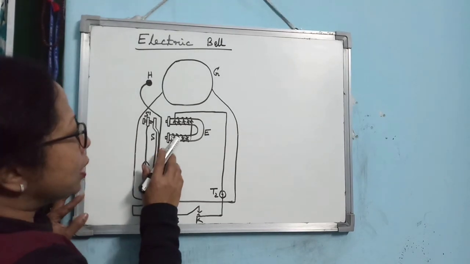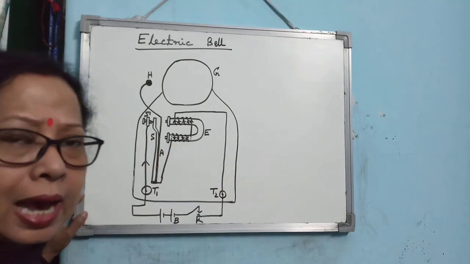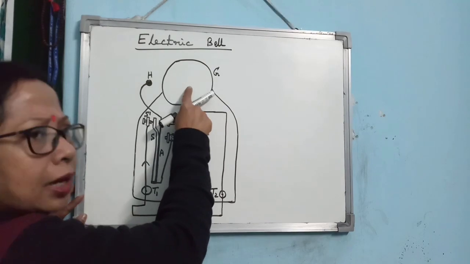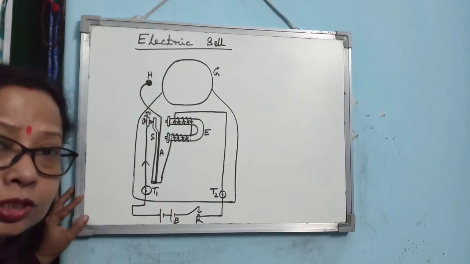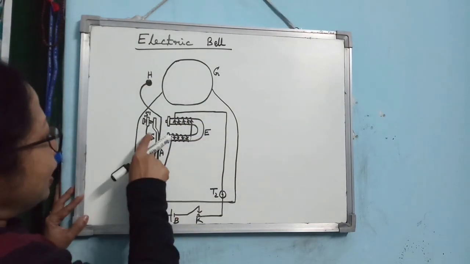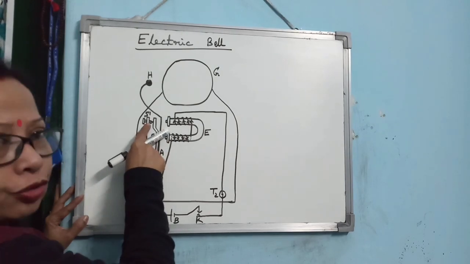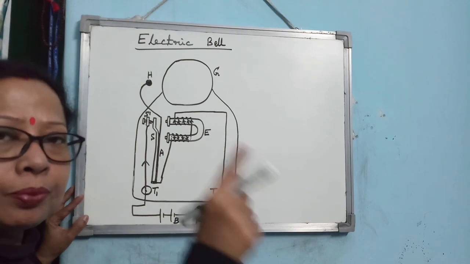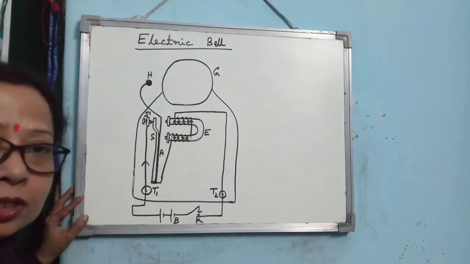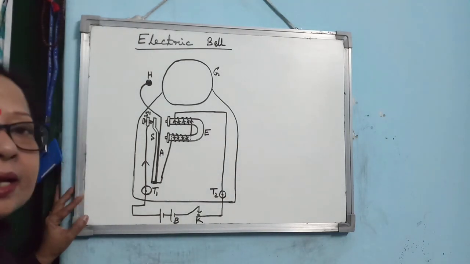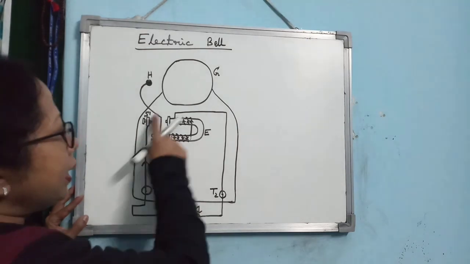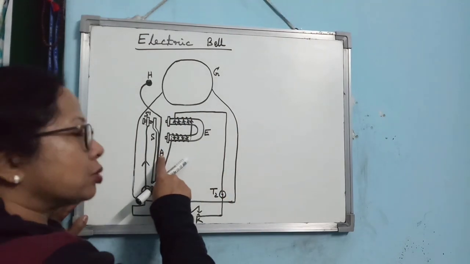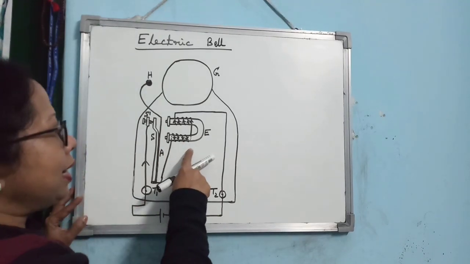When it moves towards the electromagnet, two things will happen. First thing, the hammer will strike the gong and a sound will be produced. Second thing, it will be detached from the adjusting screw. So the circuit will be broken. Clear? So, next point, as the circuit is broken, no current will pass through the circuit. So when no current passes through the circuit, what will happen?